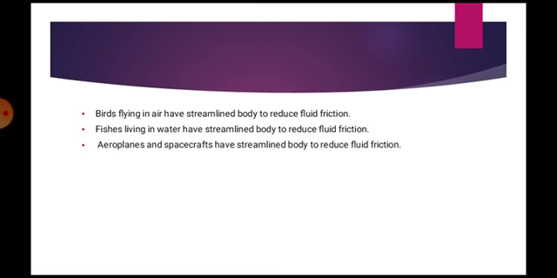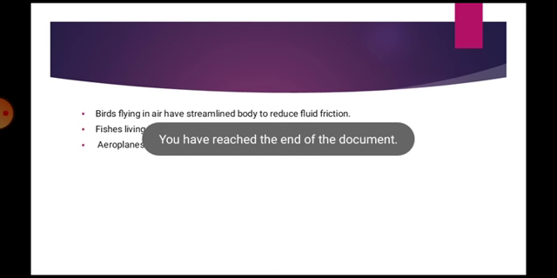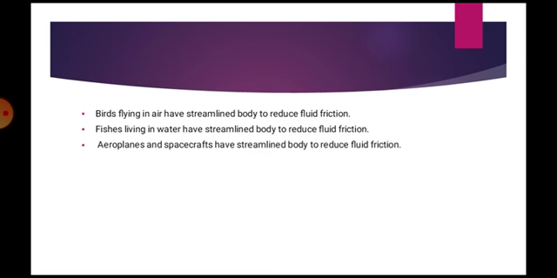Next, examples: birds flying in air have streamlined bodies to reduce fluid friction. Fishes living in water have streamlined bodies to reduce fluid friction. You would have heard that fish have streamlined bodies, birds have streamlined bodies, aeroplanes also have streamlined bodies. Like here it is written, aeroplanes and spacecrafts have streamlined bodies to reduce fluid friction, so that they can overcome fluid friction. That's why.